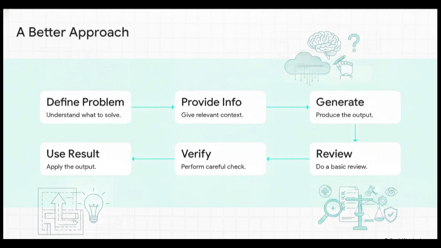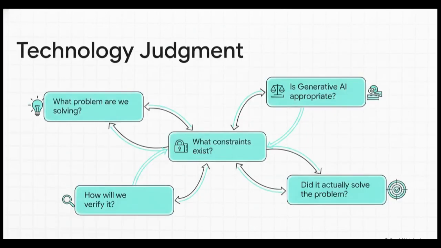If you're doing something creative, a quick review might be totally fine. But for medical, legal, financial, or engineering decisions, rigorous verification is mandatory. AI makes us faster, for sure, but it does not replace our responsibility. And this requires what we call technology judgment. When people see a shiny new tool, they usually ask, hey, what can we use this for? But a true professional starts by asking, what problem are we actually trying to solve? Then they ask if generative AI is even the appropriate tool for the job. They consider the constraints, they plan exactly how to verify the output, and finally they ask, did it actually solve the problem? We use technology because it solves a problem effectively, not just because it's the cool new thing.